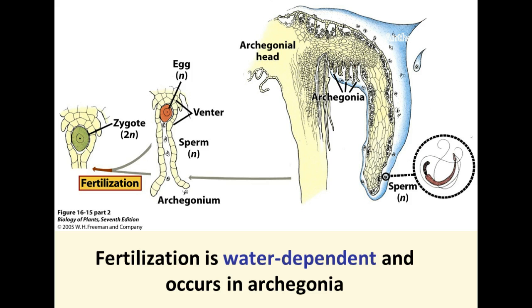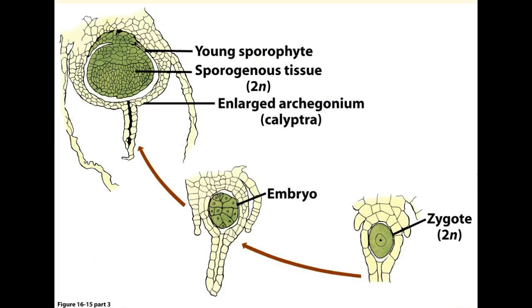So let's look at the process of fertilization. It is water dependent, and it occurs in the archegonia. So the sperm need to get into the archegonia in order to fertilize those egg cells contained within. Okay, once fertilization happens, you have a zygote, which is diploid, an embryo, which starts to develop, and then finally you're going to have sporogenous tissue, which is diploid, and a young sporophyte. And here you have an enlarged archegonium, which we often call the calyptra, which is a covering structure.